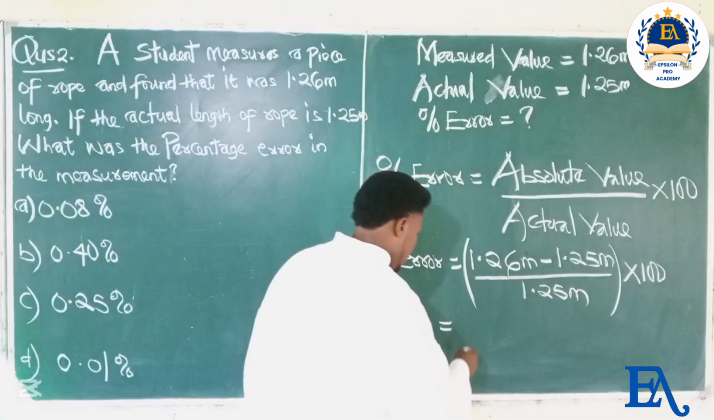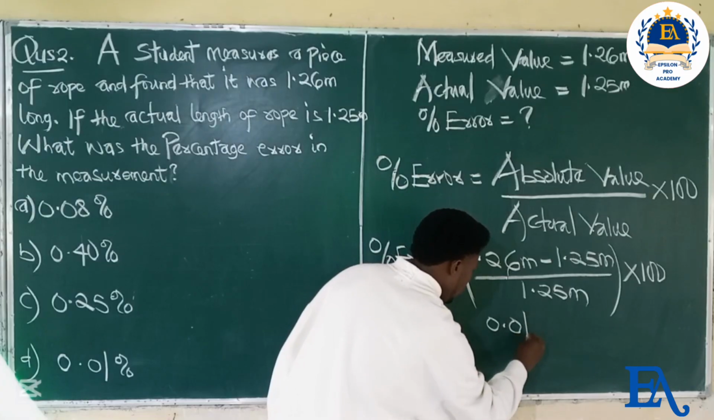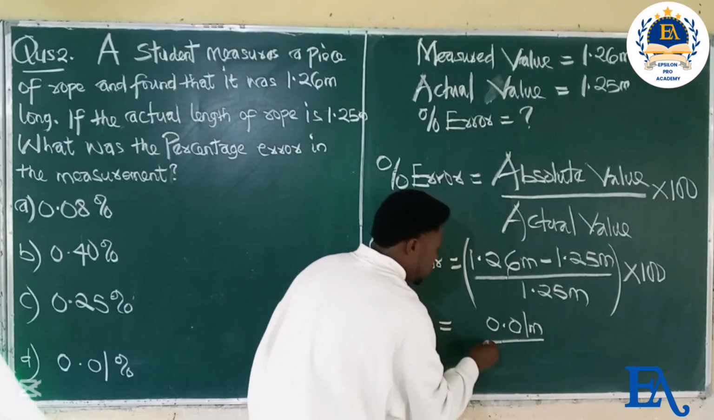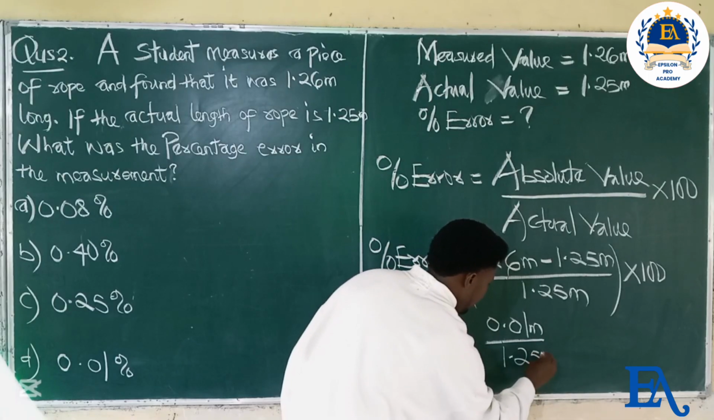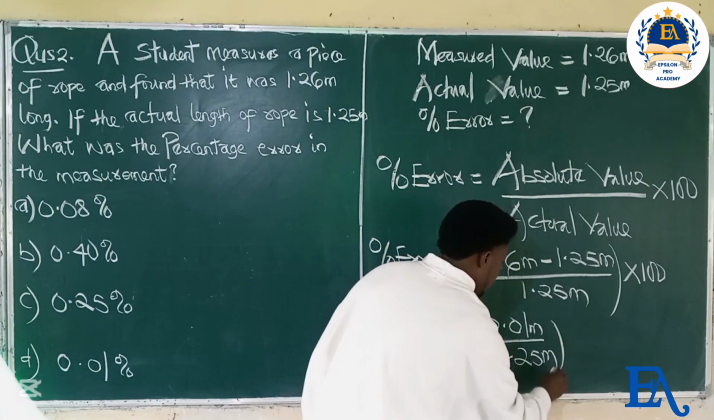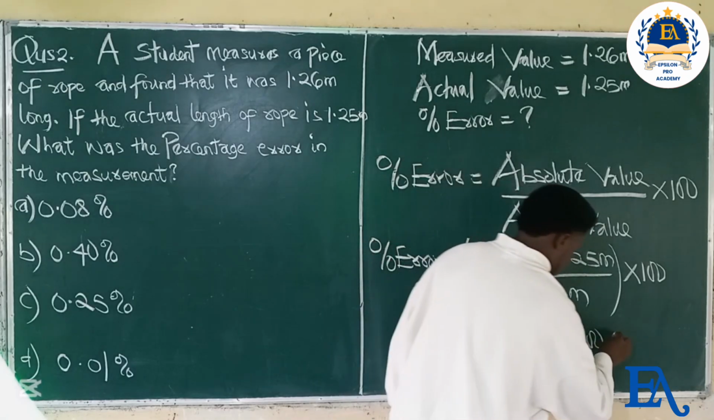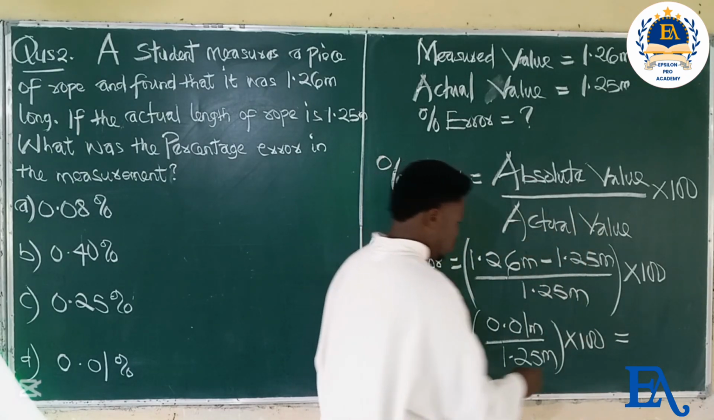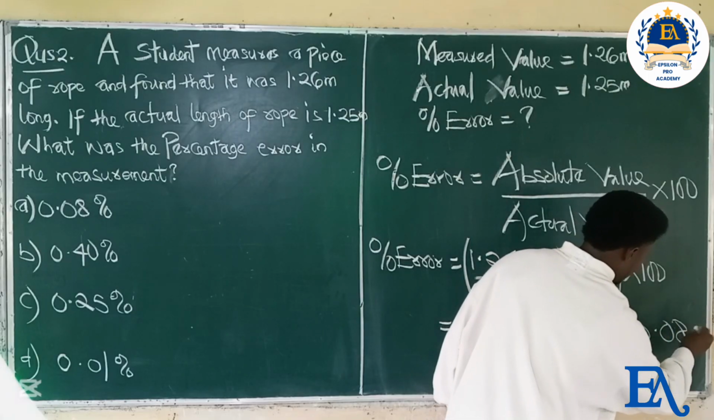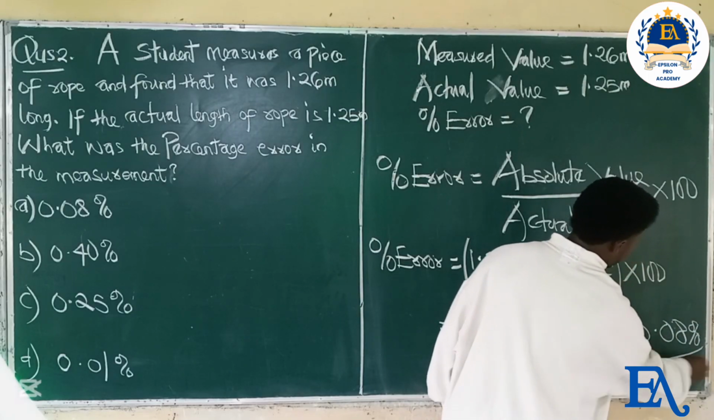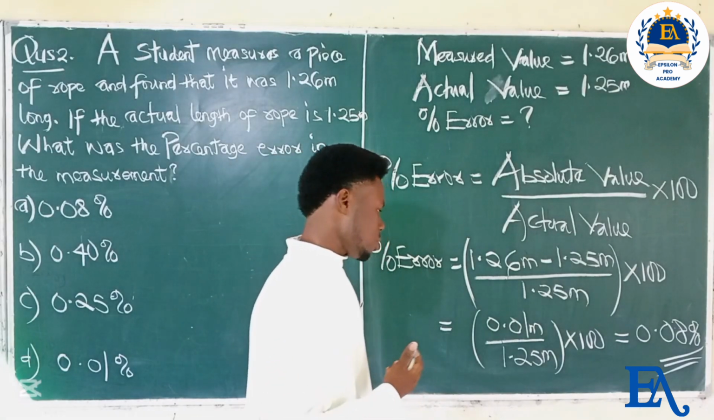So we have this. From the numerator in parentheses, we have 0.01 meter divided by 1.25 meter times 100. So this gives 0.08%. We can actually obtain this using the long division method.